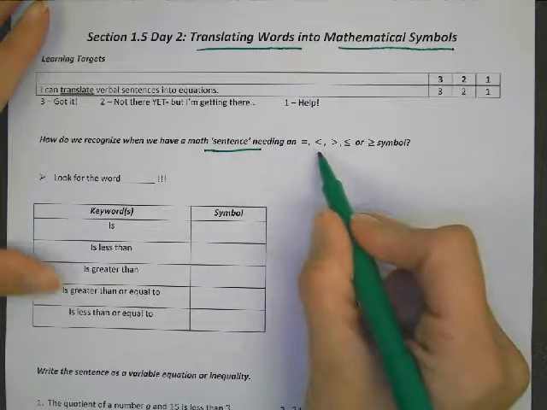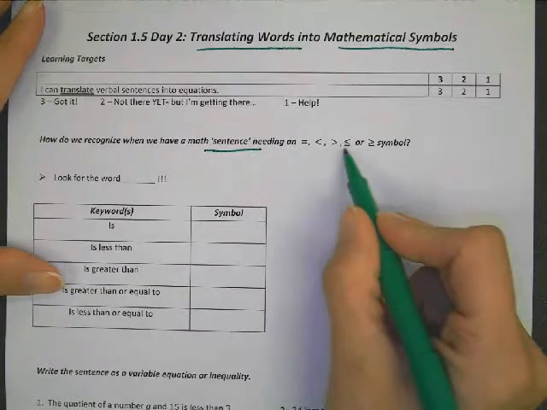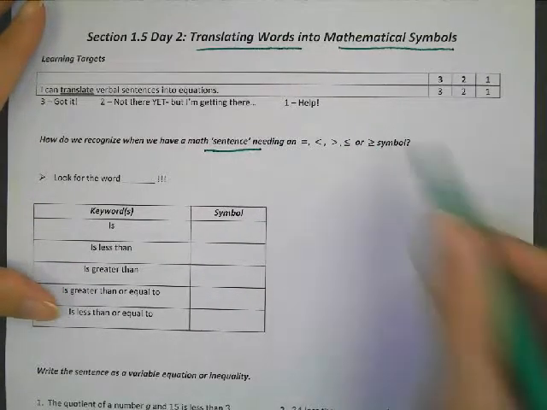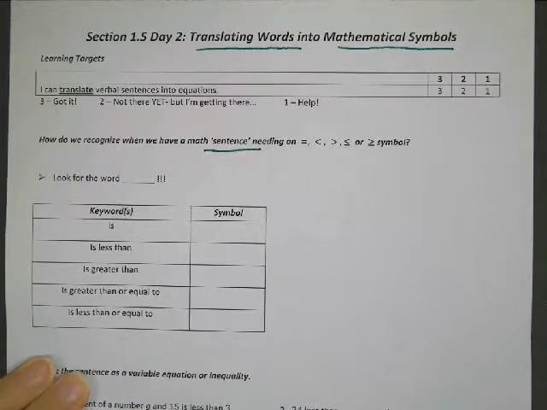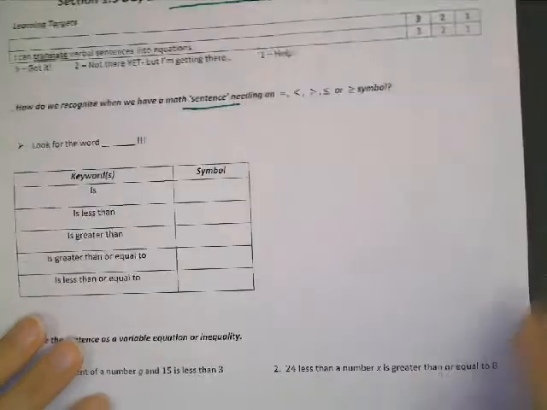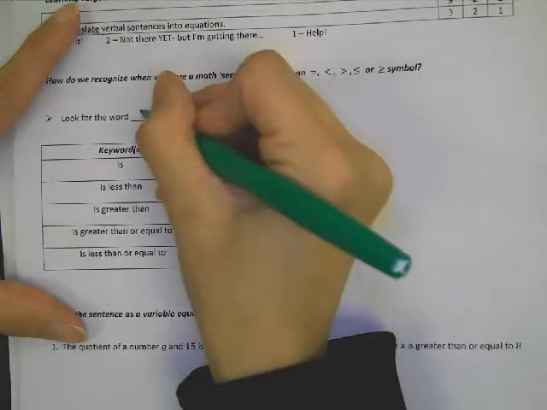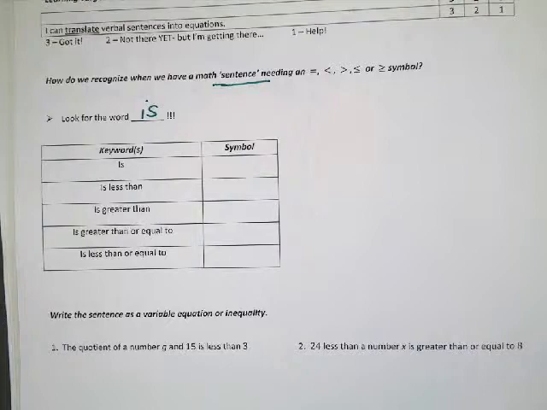This is the less than sign, the greater than sign, the less than or equal to sign, or the greater than or equal to sign. If you see one of those symbols, then you have a math sentence. Okay? And the key, the trick to this is looking for the word is. Look for the word is.